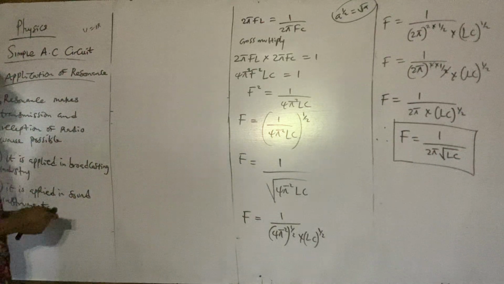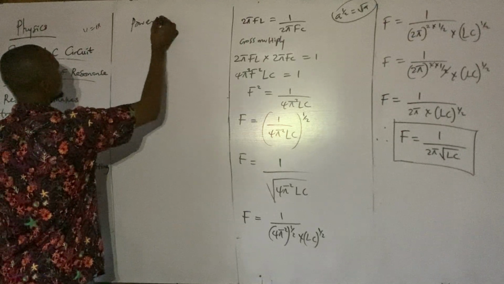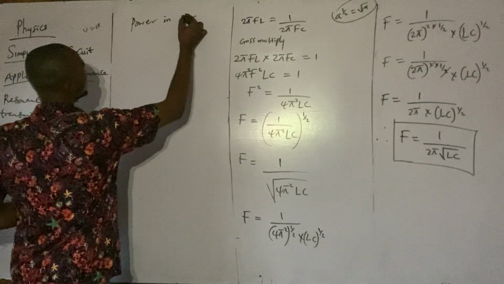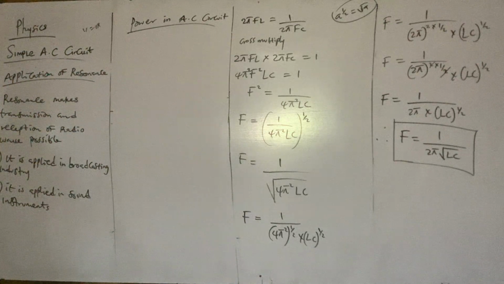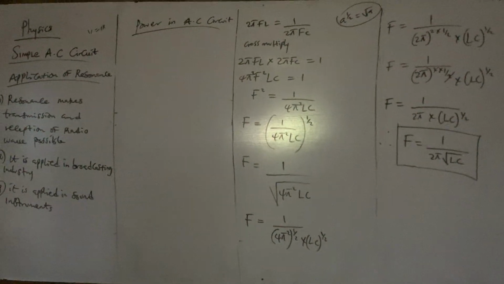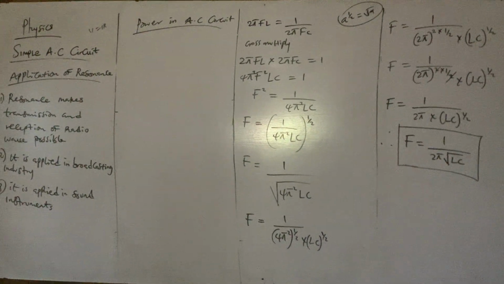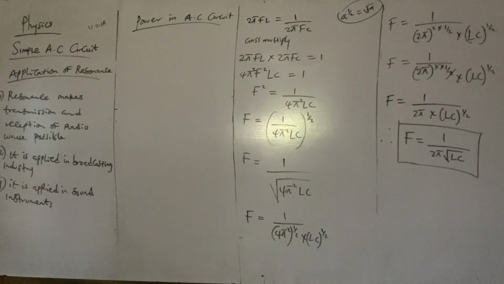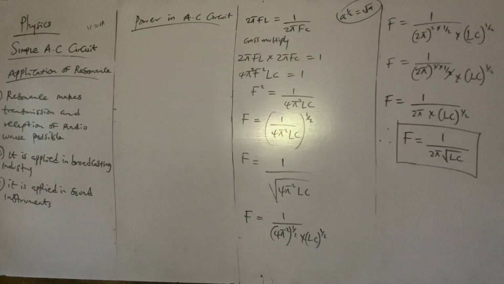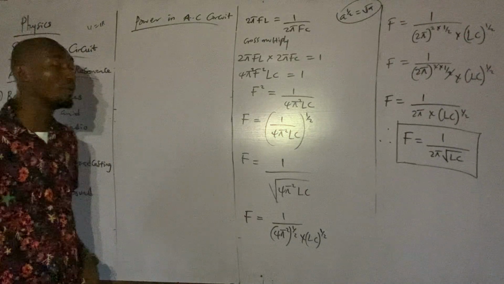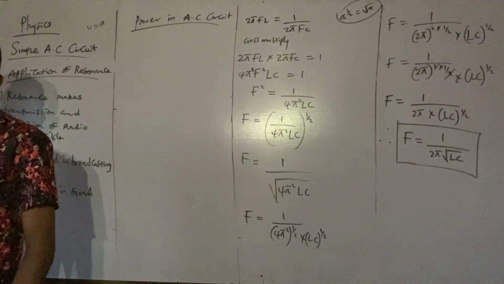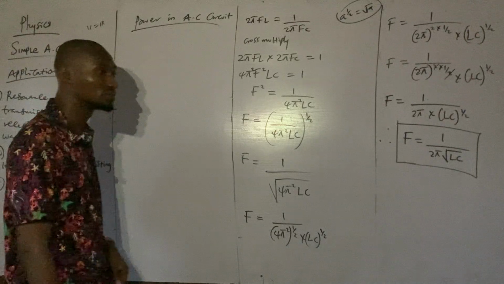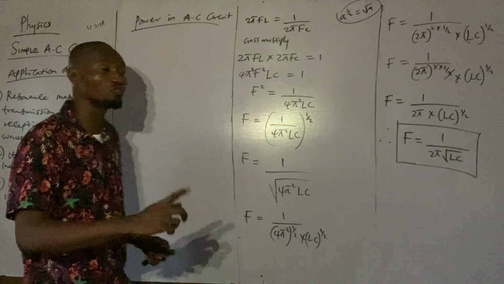Now, last but not the least, power in an AC circuit. In the other diagrams I want us to know, but that will be later. Power in an AC circuit is the rate of doing work, and it is the product of current and voltage.